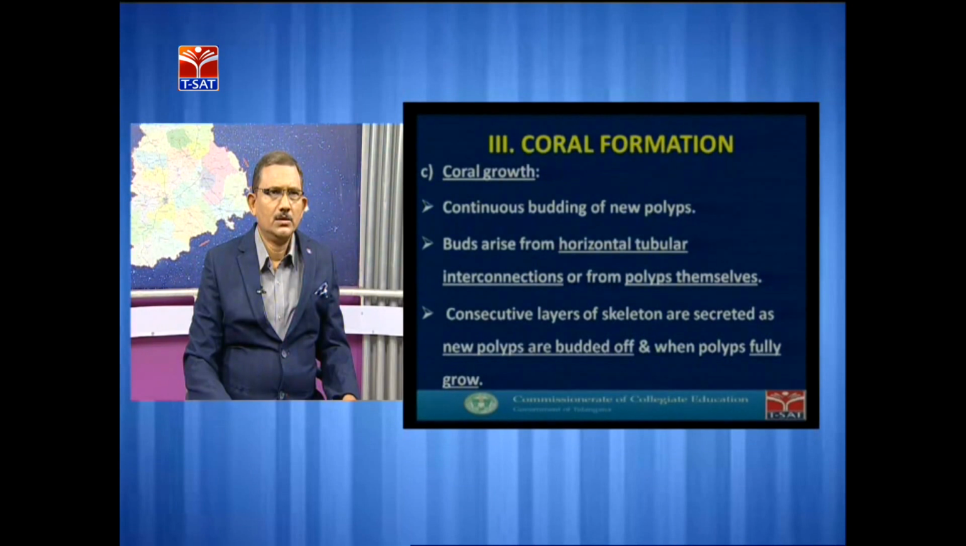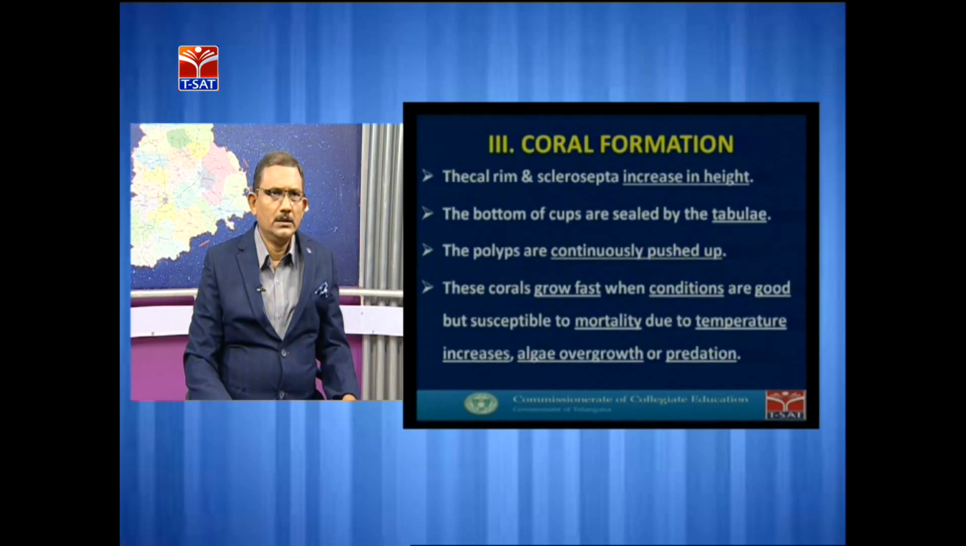Now coming to the growth of the corals. The growth in corals takes place by continuous budding of new polyps. Buds arise from horizontal tubular interconnections or from polyps themselves. Consecutive layers of skeleton are secreted as new polyps are budded off and when polyps fully grow, the thecal rim and sclerosepta increase in height. The bottom of the cups are sealed by what are known as tabulae. The polyps are continuously pushed up.